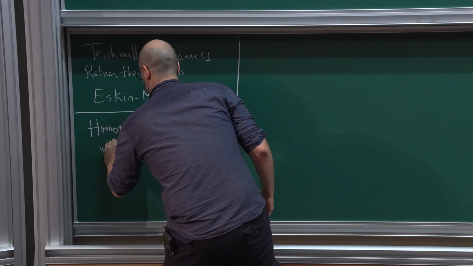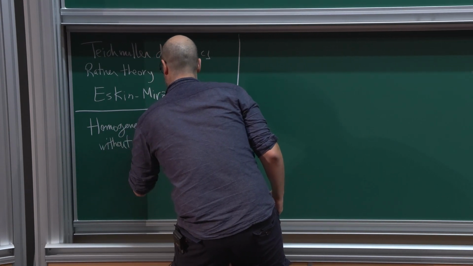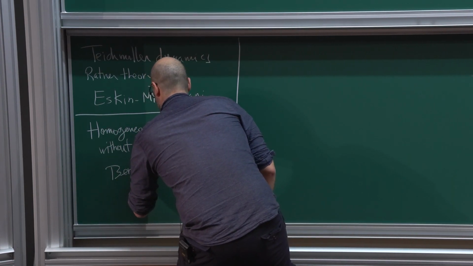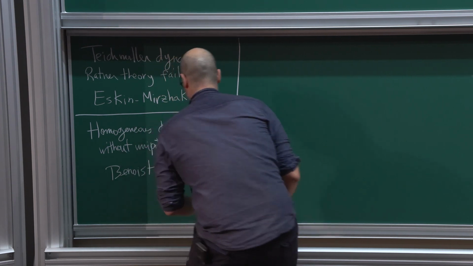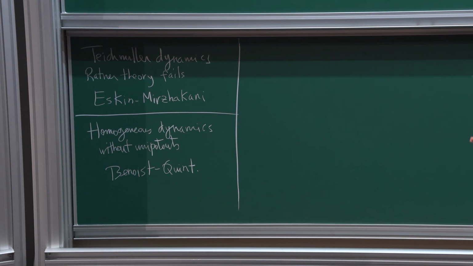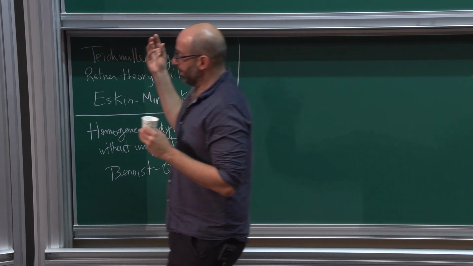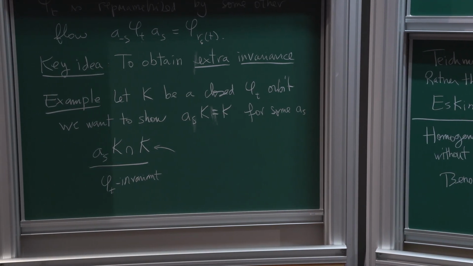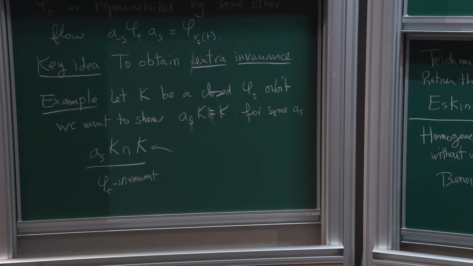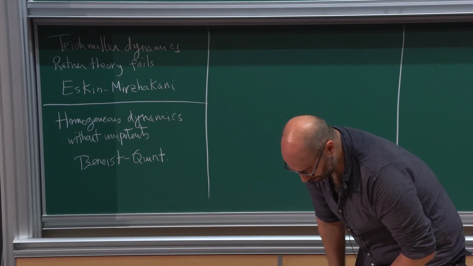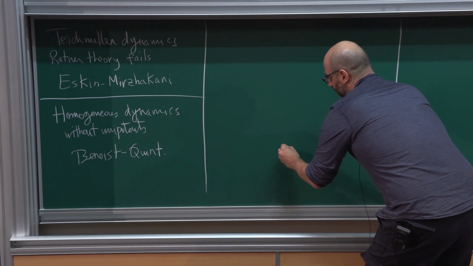Without unipotents. And this is the work by Benoist and Quint. So let me explain this. What they introduced is a different method called the exponential drift argument that is created to obtain things similar to this. I will do a very brief comment because it's important to understand what are the things that we need to do. And so the exponential drift argument goes something like this.